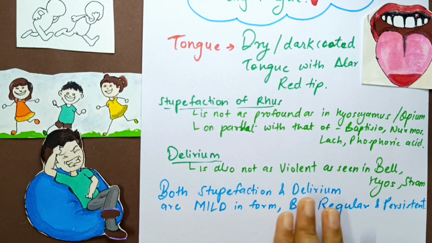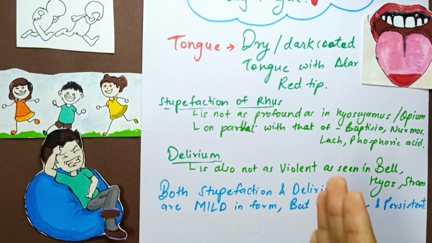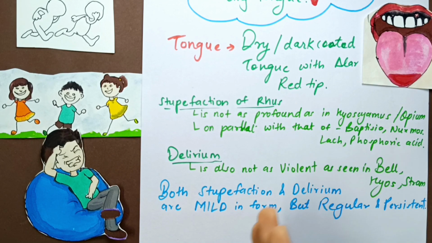Both stupefaction and delirium are mild in form but regular and persistent in Rhus Tox. So they are mild, as we've seen. They're not violent, they're not profound, but they're mild, and they will be regular and persistent.